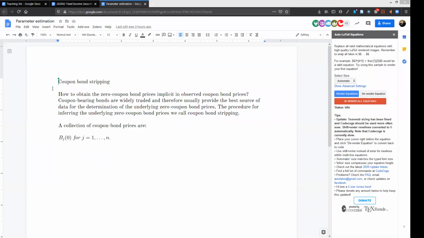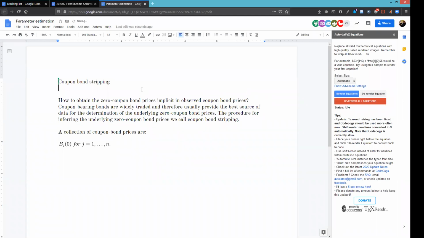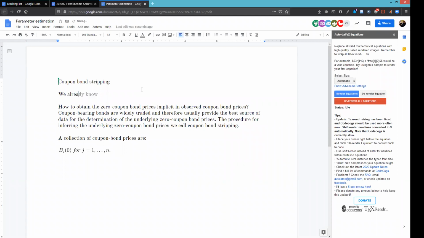Okay, so today we will learn coupon bond stripping. In the last class, in the film learning, I think you learned how to price zero coupon bonds. So we already know how to price zero coupon bonds, right? Yes, zero coupon bonds.